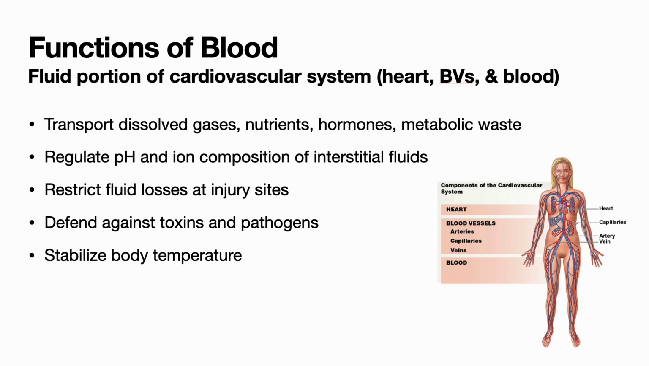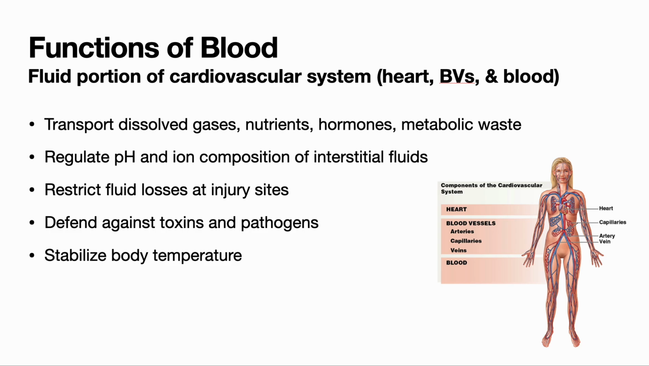Blood is also important for restricting fluid losses at injury sites because the clotting process is going to start with platelets that are found in the blood. And we'll talk about that towards the end of this presentation. The blood also, of course, has white blood cells in it, and that is going to help us defend against toxins and pathogens. And also, the blood is very good at absorbing heat from core places in your body like muscles or organs and then redistributing that heat out around the body.